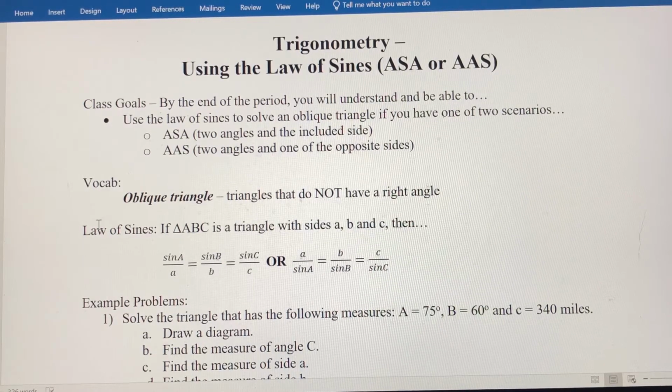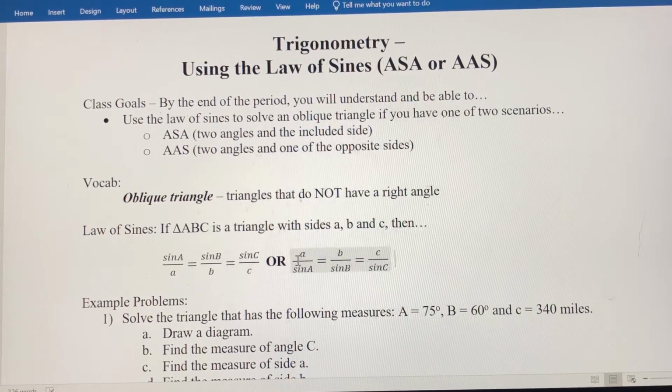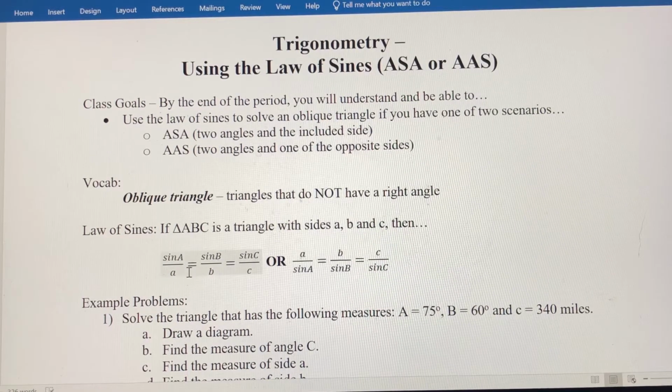So the law of sines states that if triangle ABC is a triangle with sides A, B, and C, then you can use any two of these ratios. These ratios are all equal to one another. You can choose two of those to solve for whatever unknown you may be looking for, or you can flip those and take the reciprocal of all those ratios. Again, you're going to use two of the three ratios depending on the information you know and what you're looking for. It doesn't matter which of these you use. You're going to get the same answer regardless, because we're going to use cross products to solve our equation.